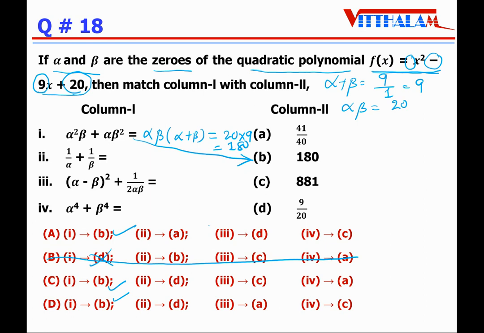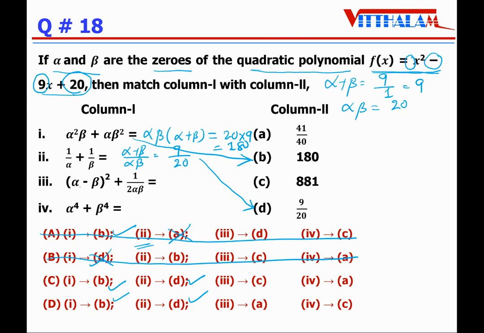Let's find out the second one. 1 by alpha plus 1 by beta equals to, so if I take LCM, here it is alpha plus beta over alpha beta. So alpha plus beta is 9 and alpha beta is 20. So 9 by 20, 9 by 20 means D. This A is out.